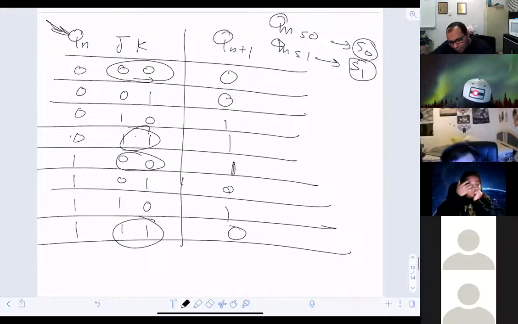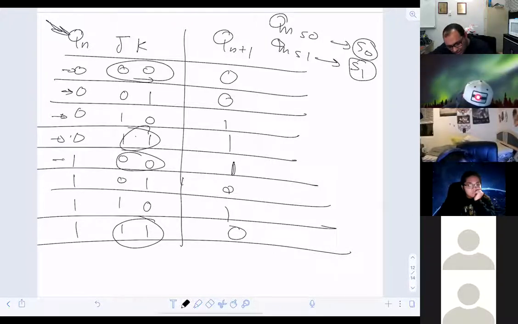So this is 0, this is S0, by the way. This is also 0, this is S0. Here is S1, this is 1, this is S1. And the same thing on the other side. So let's look at it one by one, right?